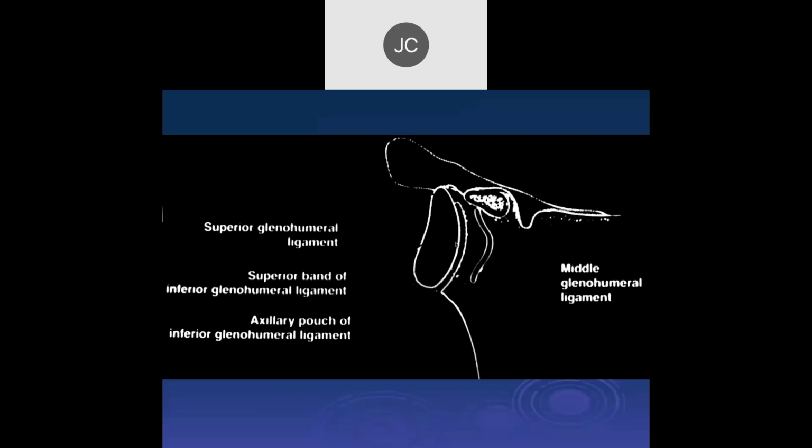This is the insertion of the anterior band of the inferior glenohumeral ligament. Its insertion can be very high, or it can just go up part way here. We'll talk about the high insertions and their potential problems later in the talk. And then the middle glenohumeral ligament attaches over here more immediately on the anterior glenoid.